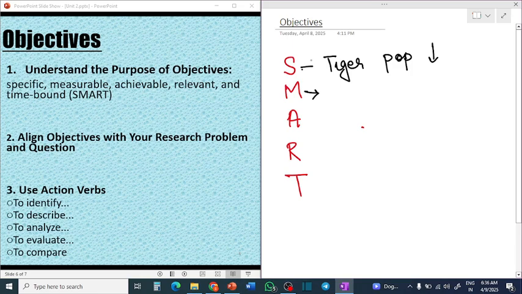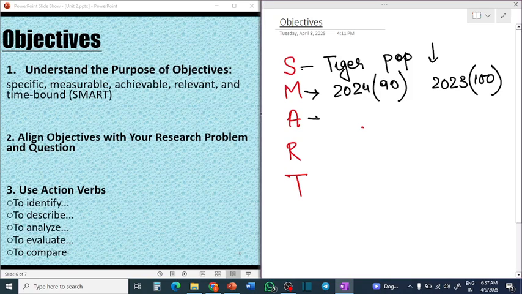Second, we have to be measurable. So in measurable, one of the things that we missed in the title, we have to specify a particular year. Suppose we specify a particular year, 2024. So we have to specify that in 2024 the population of tigers is 90, and in 2023 the population of tigers was 100. Then we can see that the tigers population is decreasing. Third, we have to specify a title which has to be achievable. Like we will get 5 years for completing our PhD. In 5 years, we cannot see the whole of India.